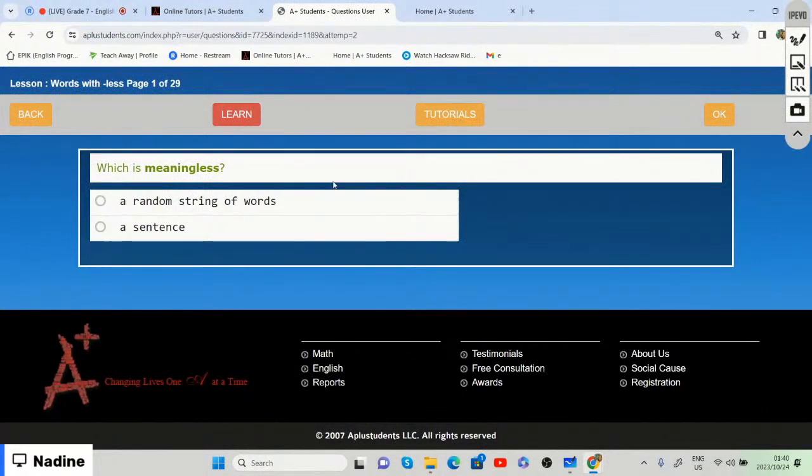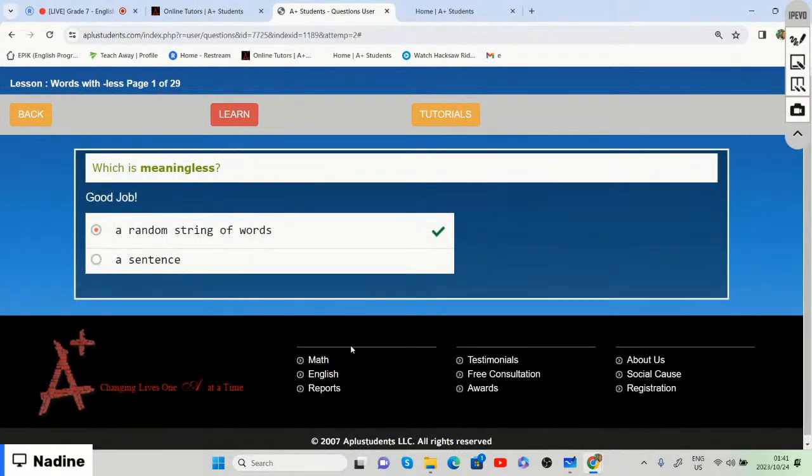So, which is meaningless? Is it a random string of words or a sentence that is meaningless? It's without meaning, which is meaningless, without meaning. So we can say a random string of words is meaningless, right? And that is correct.